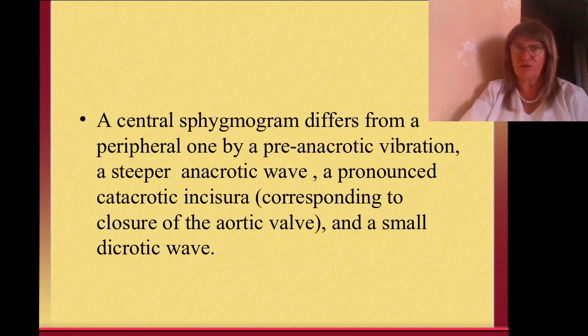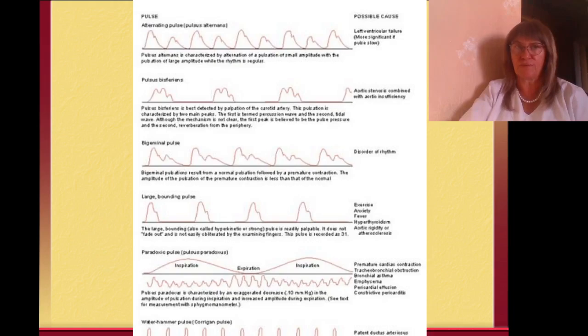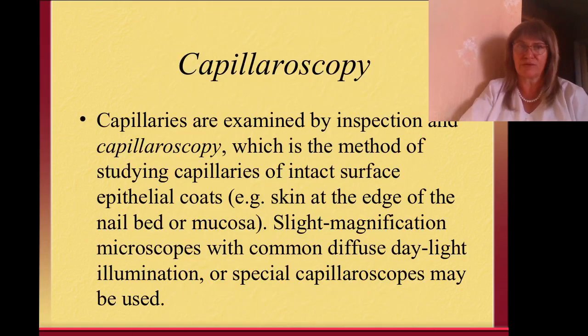A central sphygmogram differs from a peripheral one by a pre-anacrotic vibration, a steep anacrotic wave, a pronounced catacrotic incisura corresponding to closure of the aortic valve, and a small dicrotic wave. In interpreting a sphygmogram, special attention should be paid to the shape of the pulse wave, the rate of ascent of the anacrotic wave and descent of the catacrotic wave, the amplitude of the pulse wave, and the height of the dicrotic wave. This is a very interesting picture. Please pay attention. See on this picture the characteristics of the pulse.